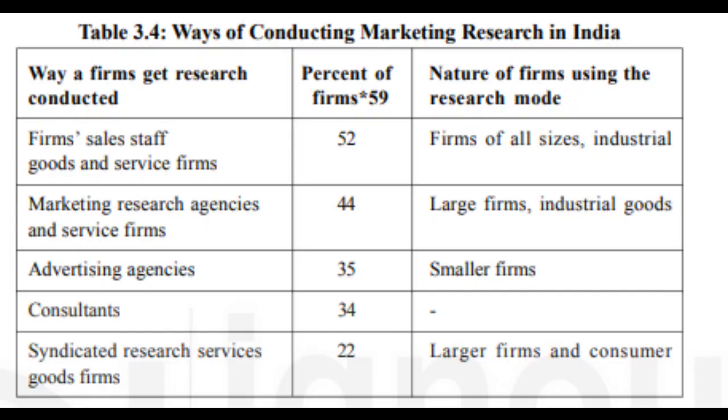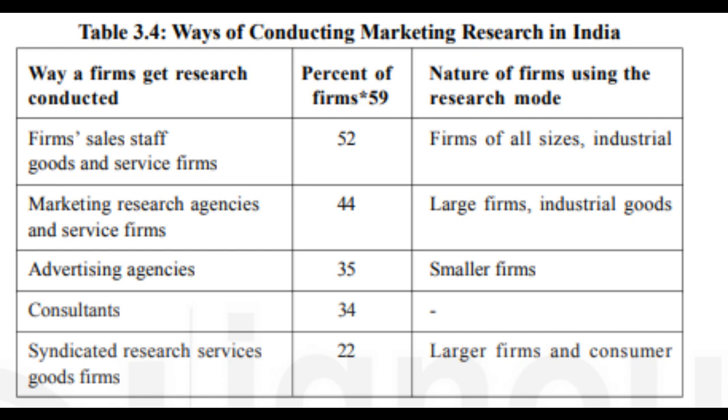Information regarding the way Indian companies get marketing research conducted is presented in Table 3.4. It is evident that the companies get the research conducted in different ways. Use of firms' own sales staff tops the list. The other important modes include marketing research agencies and in-house marketing researchers, with only 44% of the firms having their in-house research staff. Advertising agencies, consultants, and syndicated research services come next in order of importance.